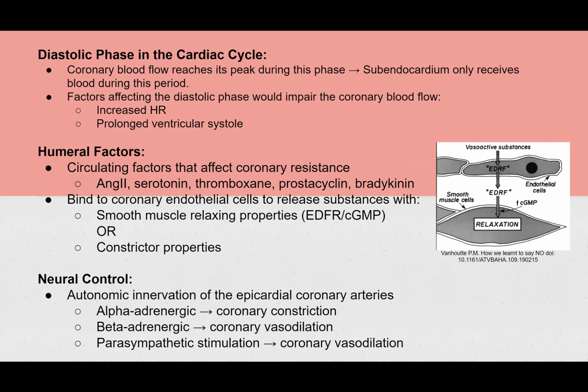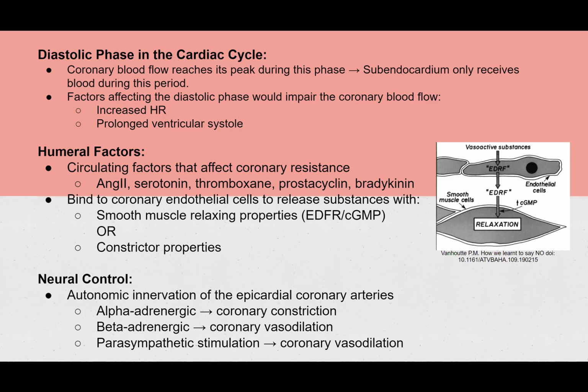Coronary blood flow reaches its peak during diastole. Thus, the subendocardium only receives its blood flow during this phase. Increase in heart rate and prolonged ventricular systole would therefore affect the diastolic phase, impairing blood flow.